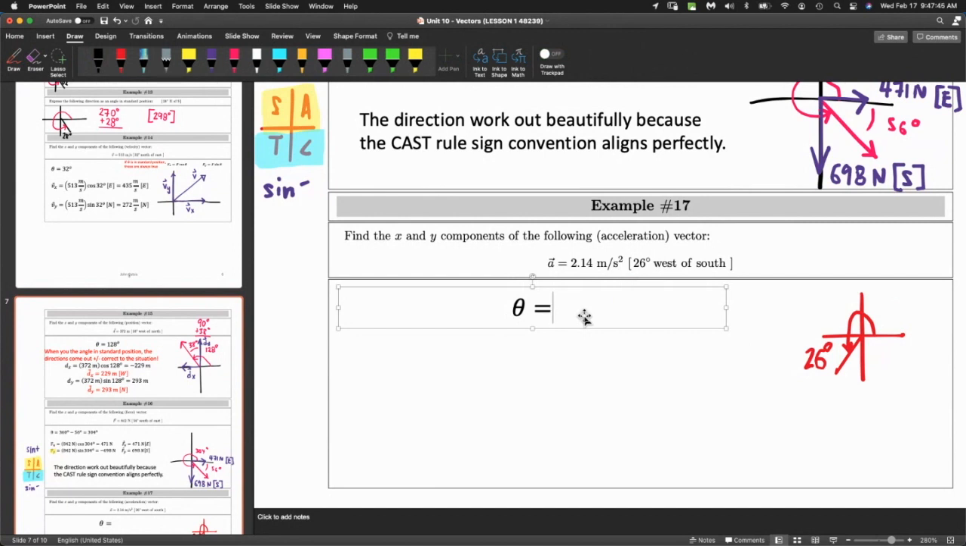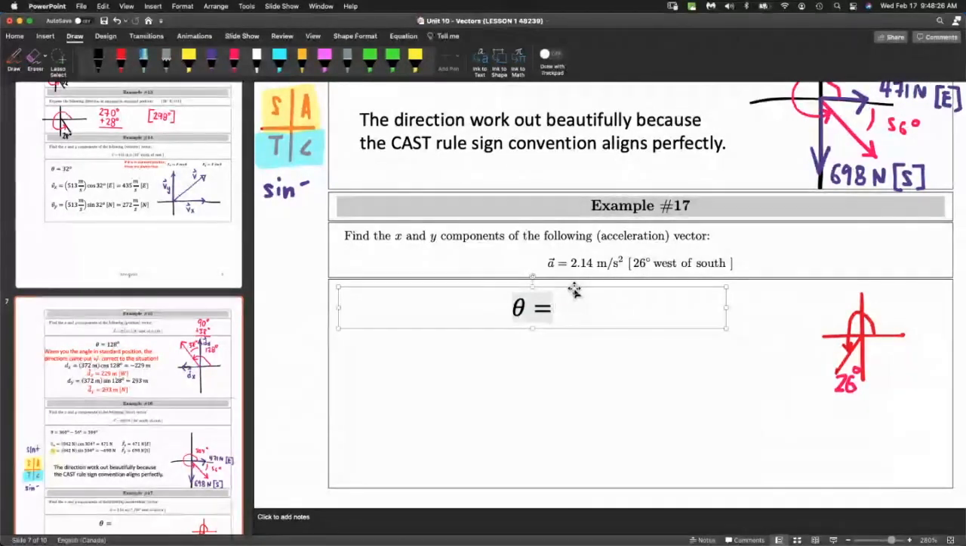So how do you get the angle, theta? Yeah, west of... oh shoot. My apologies, 26 degrees west of south. So what is the angle that you get, or how do you calculate it? Anybody? What's the angle in standard position?